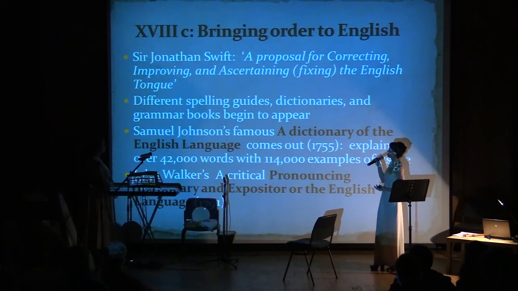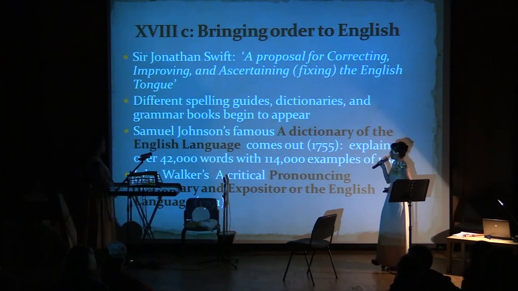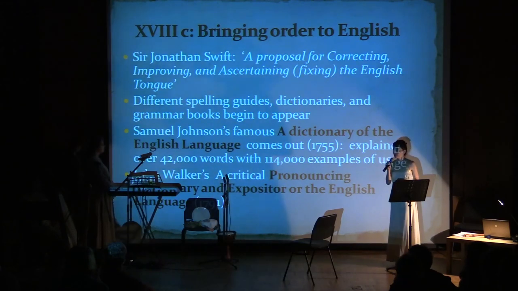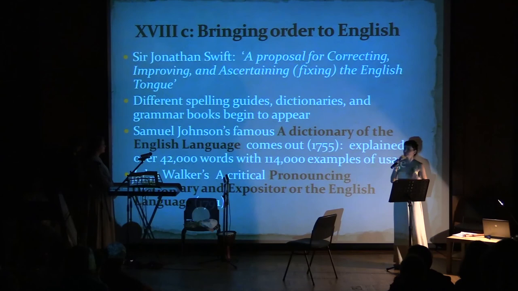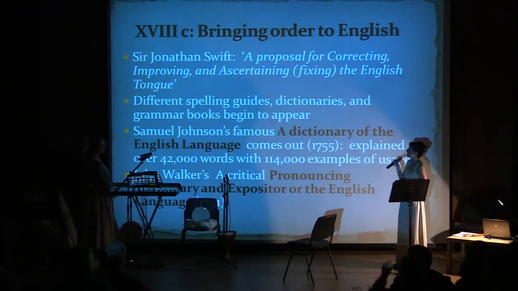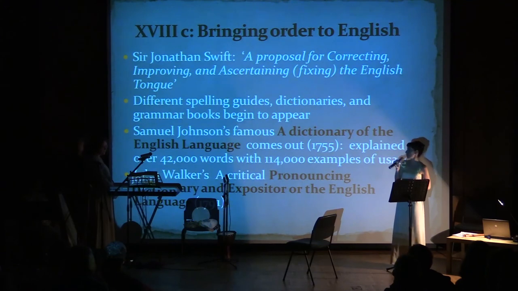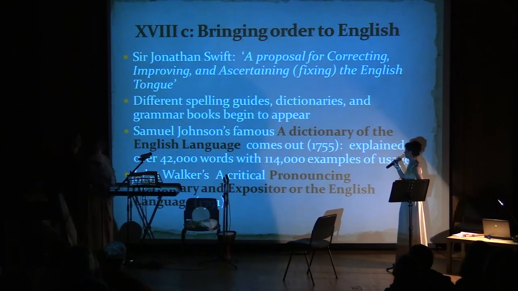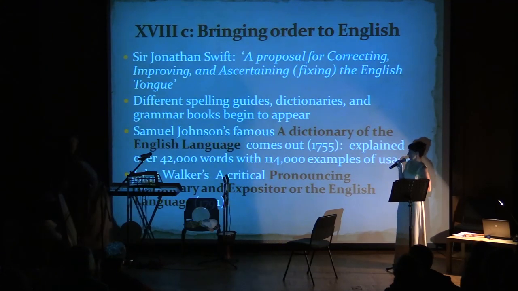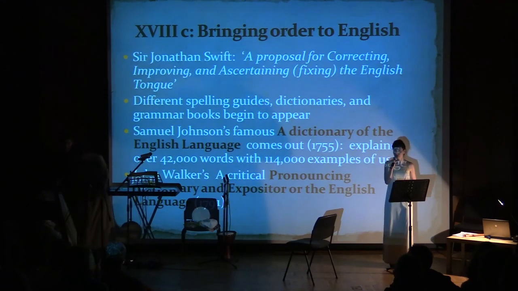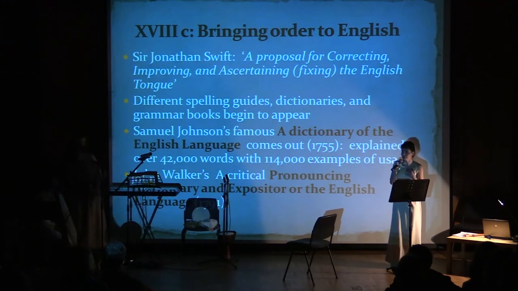And perhaps one of the most famous dictionaries was Samuel Johnson's Dictionary of the English Language. Why is it important? Because this was probably the first most comprehensive attempt to explain over 42,000 words along with examples of usage. Of course, it was not perfect, but it was an amazing contribution.